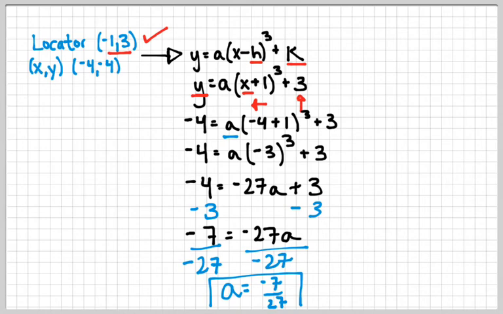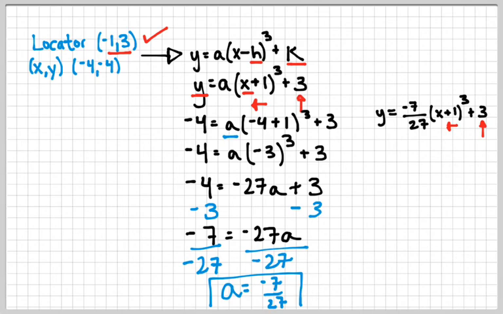So now that we have our a, we can go back and write our final h, k form with a, h, and k. y equals -7 over 27 (x plus 1) cubed plus 3. We got our shifts, 1 to the left, 3 up. That brings us to our locator point, and -7 over 27 is our stretch factor, which should make sense.